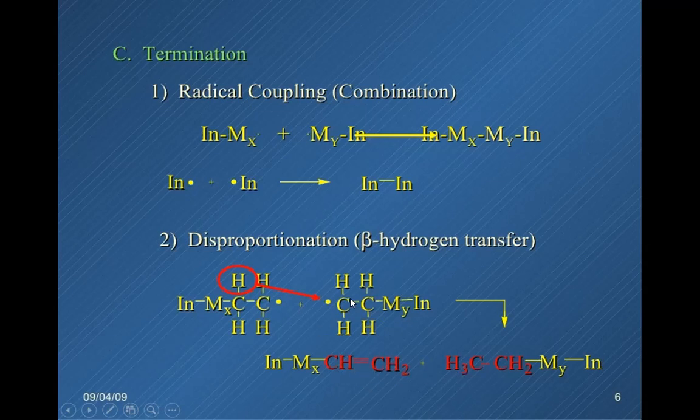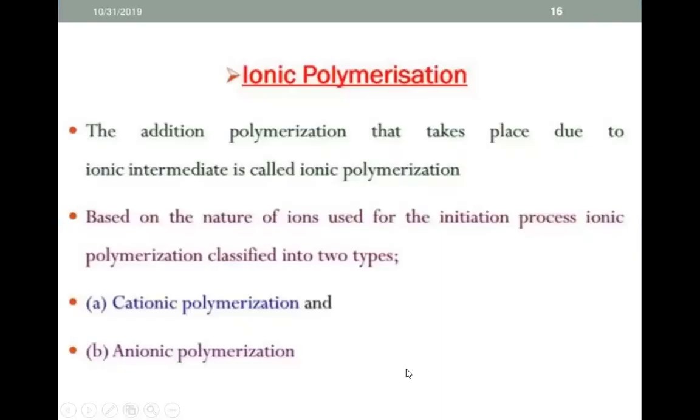And another product is this initiator M-Y CH2, and here after the hydrogen transfer, it forms a bond here and forms CH3. So this is the disproportionation reaction which terminates the chain. So this is about the free radical mechanism.